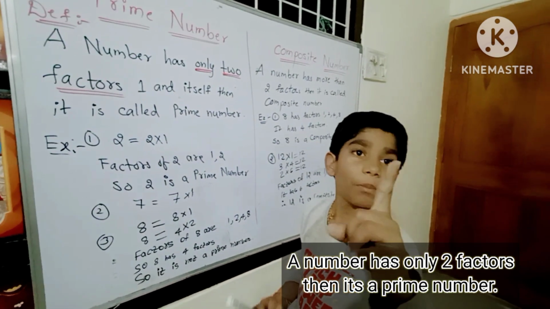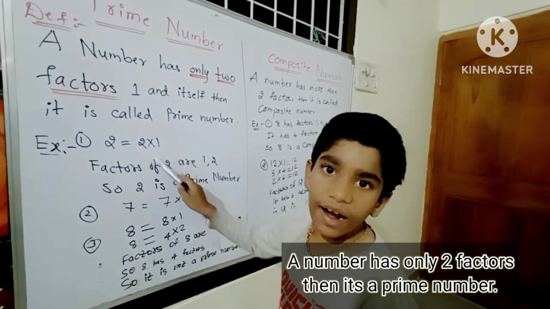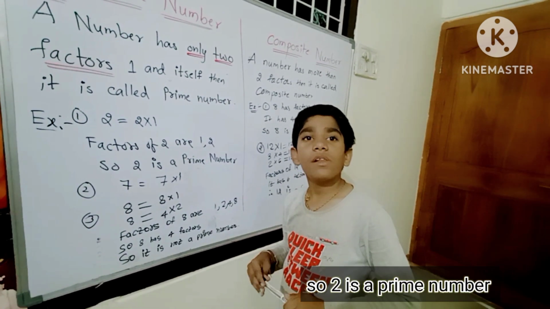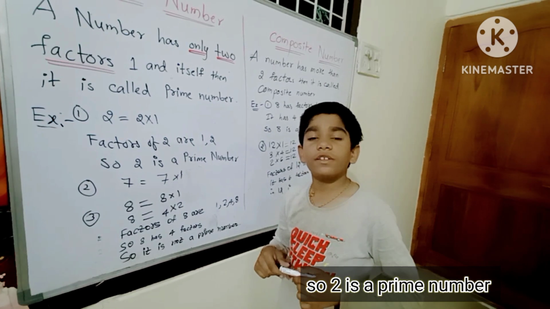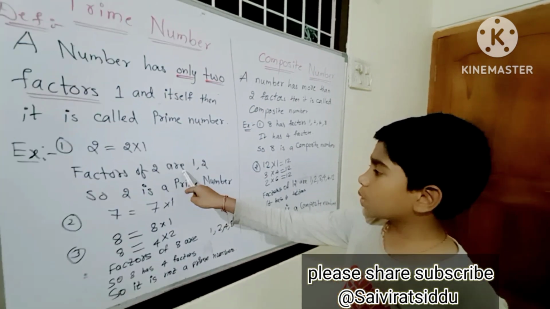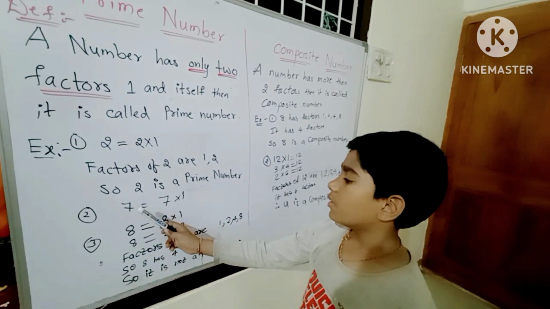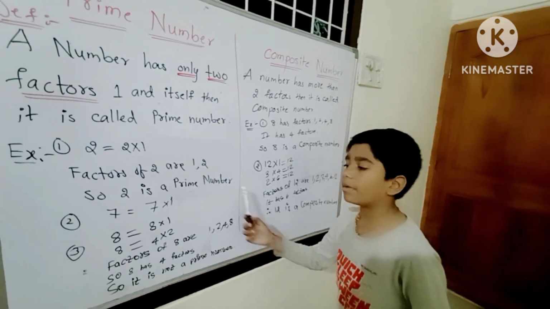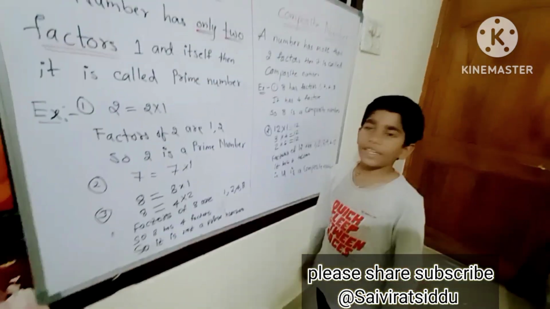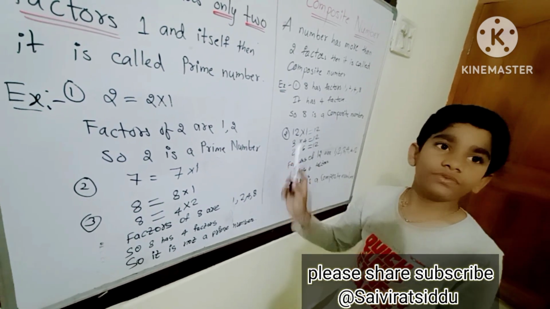We will take one example. 2. In which table will 2 come? 2 ones are 2. 2 into 1 equals 2. Any other table? Yes, 1 into 2 will come, but that is the same. So the factors of 2 are 1 and 2. So 2 is a prime number. Here 2 has 2 factors, 1 and 2 itself.